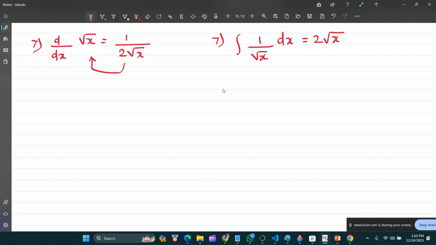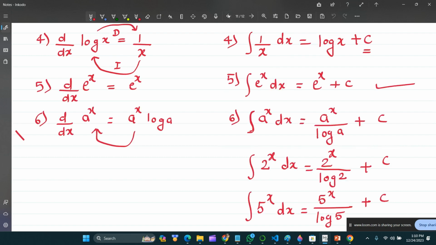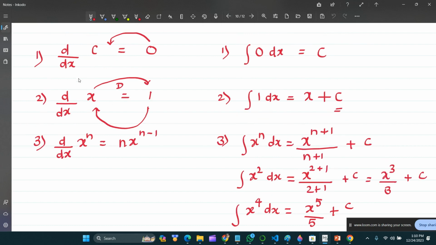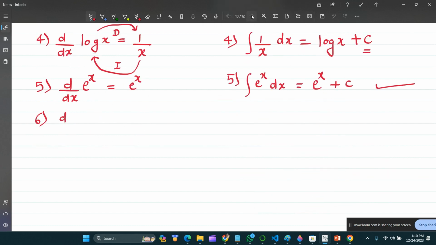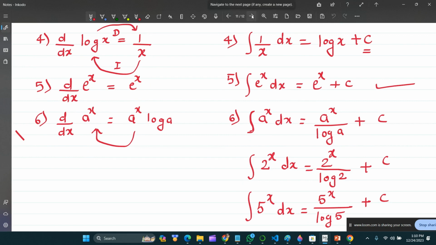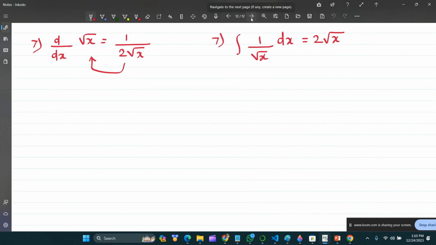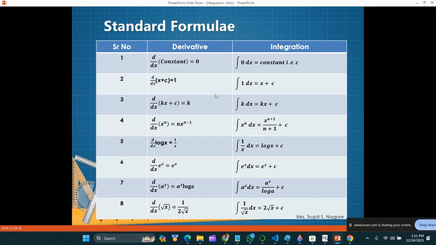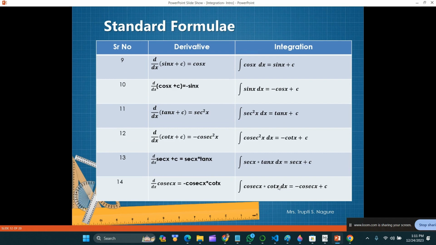In this way, we saw first the algebraic functions, that is constant, x raised to n, root x. These are algebraic functions, and we saw their formulas. After that, the integration formulas for exponential functions, like e raised to x and a raised to x. Now we'll see the formulas for trigonometric functions. There are some important formulas for derivatives and integration.